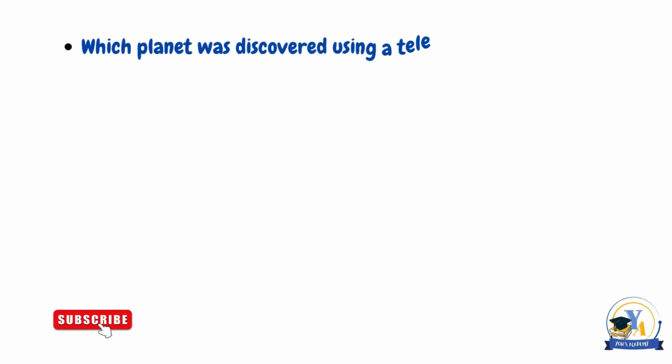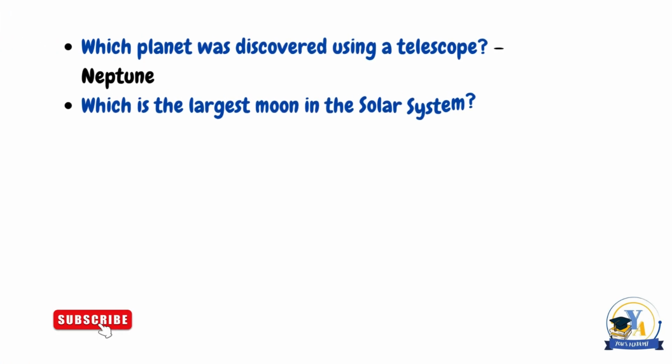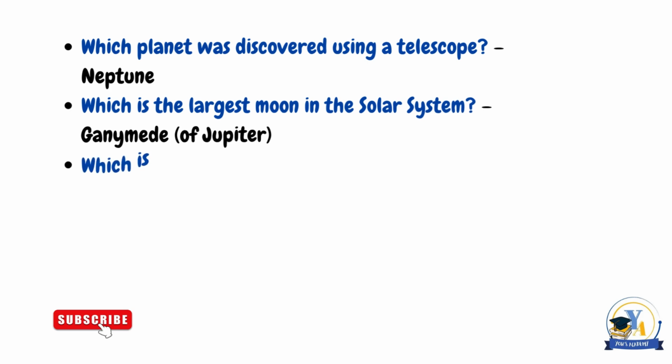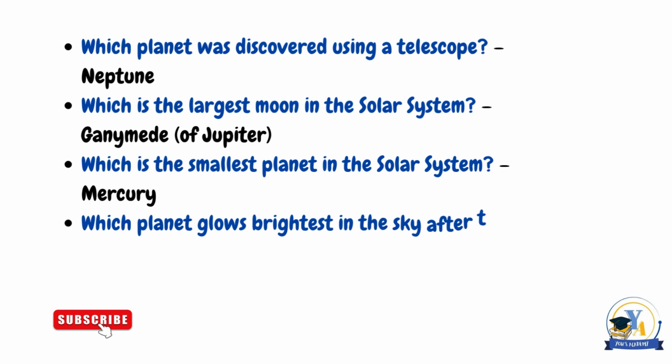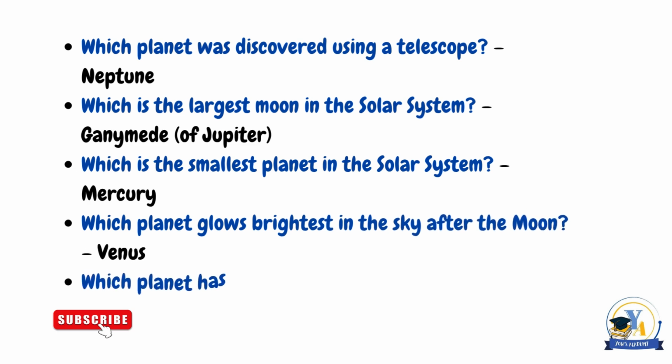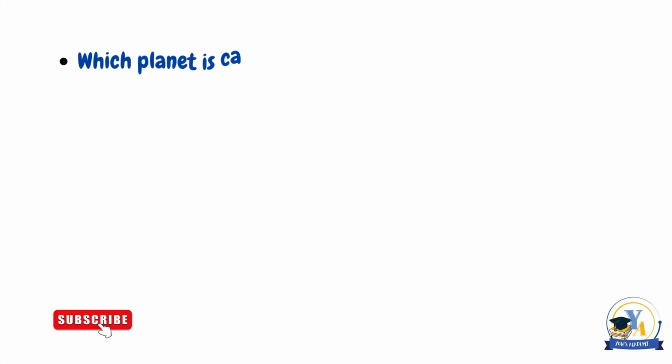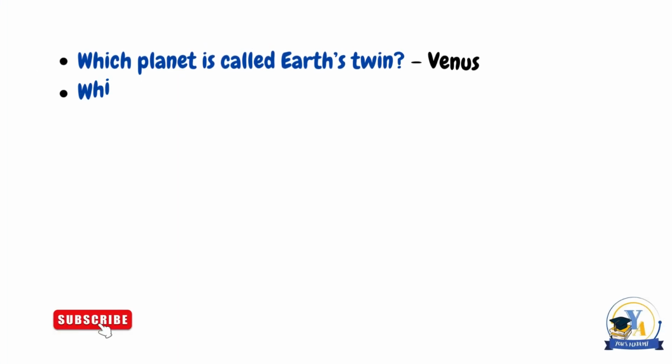Which planet was discovered using a telescope? Neptune. Which is the largest moon in the solar system? Ganymede, of Jupiter. Which is the smallest planet in the solar system? Mercury. Which planet glows brightest in the sky after the moon? Venus. Which planet has water in liquid form? Earth.